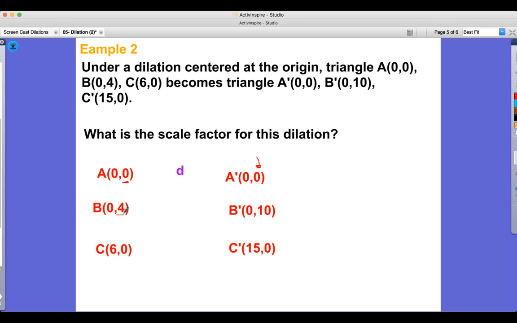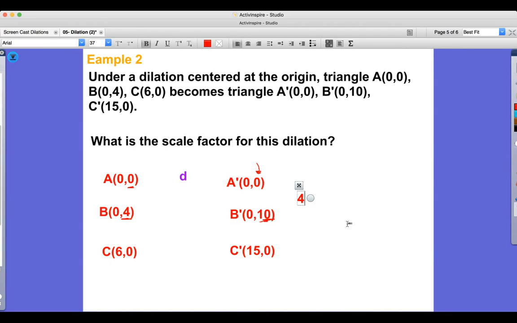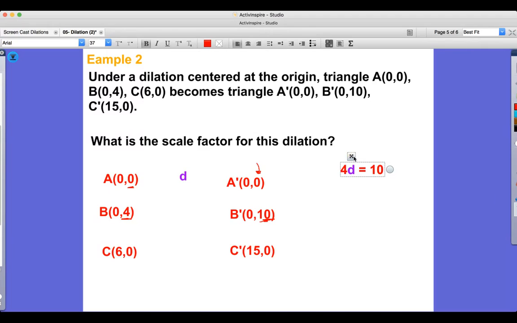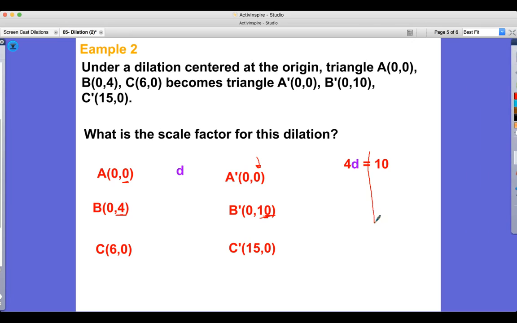So let's pick this one instead. If we get 4 and we multiply it by D, we should get 10. So let's set up that equation. We're going to get 4 times D, and let me switch to purple. So 4D equals 10. And that's going to allow us to solve for the dilation. Now we can do this only if this is centered at the origin, which in this class is always going to be the case. So now we can solve this equation for D.